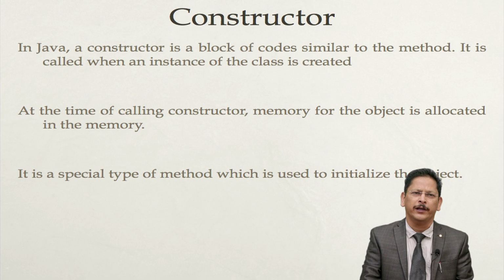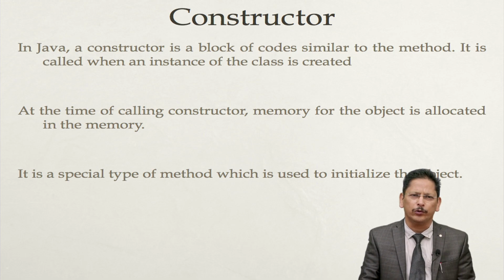So first of all, constructor. In Java, a constructor is a block of code similar to a method. It is called when an instance of the class is created. You can see the example of this constructor. Here Salary is a class, and inside the Salary class we have the constructor Salary. The name of the constructor is always the same as the name of the class.